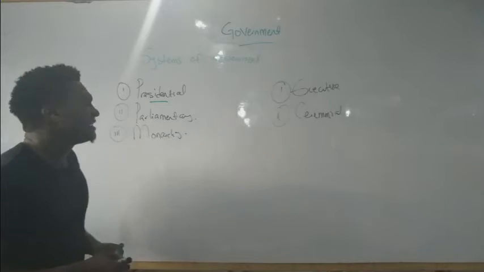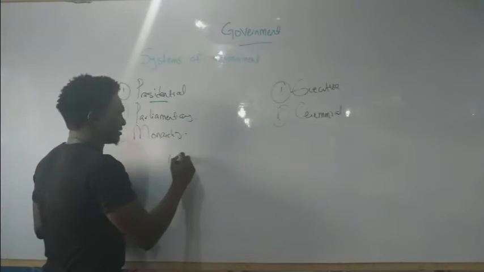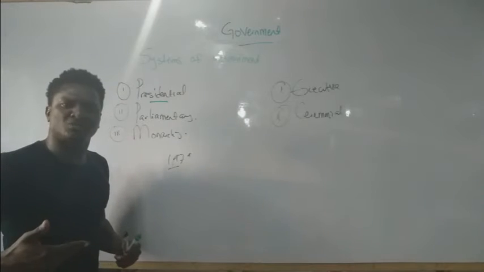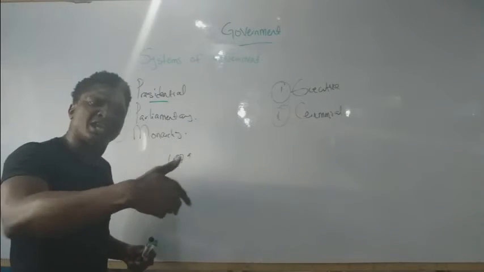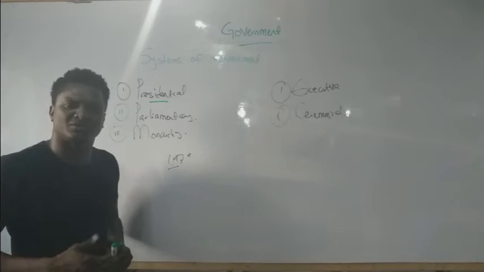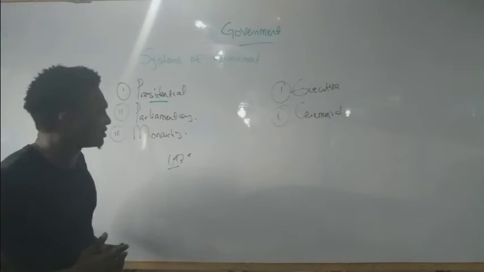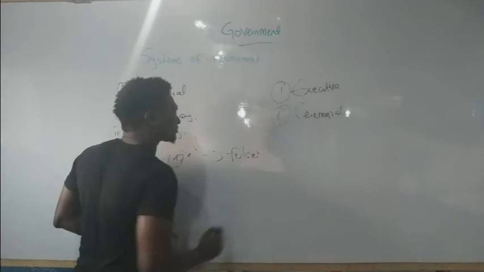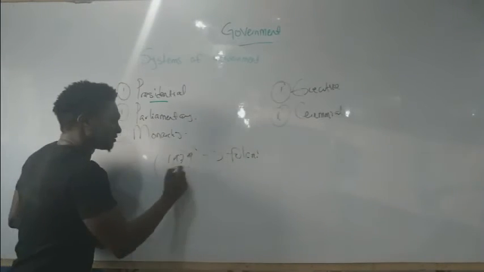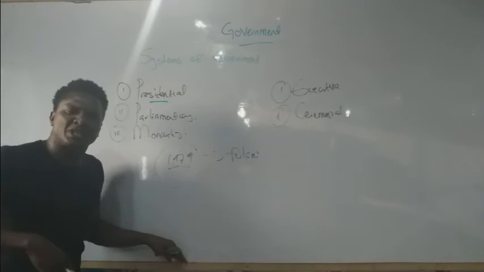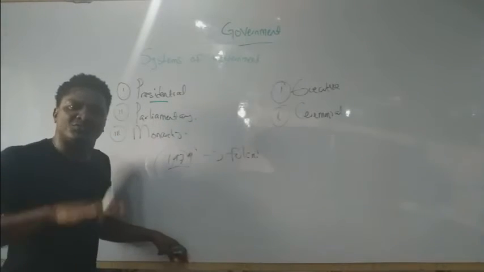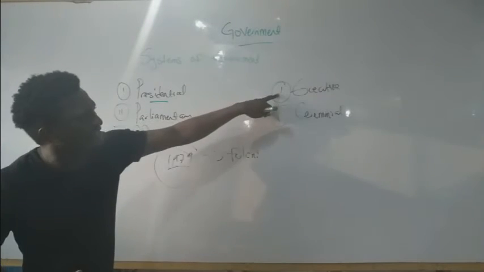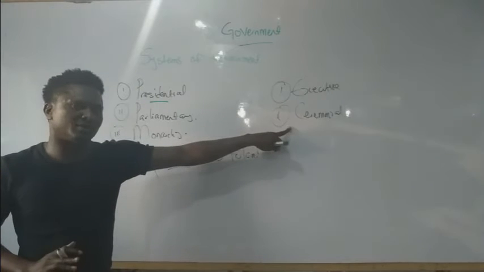In Nigeria, in the year 1979, Nigeria's first executive president was Shehu Shagari. He's late now. He was from the Fulani. He was a Fulani man. Now, in 1979, Shehu Shagari became Nigeria's first executive president, having both executive and ceremonial powers.